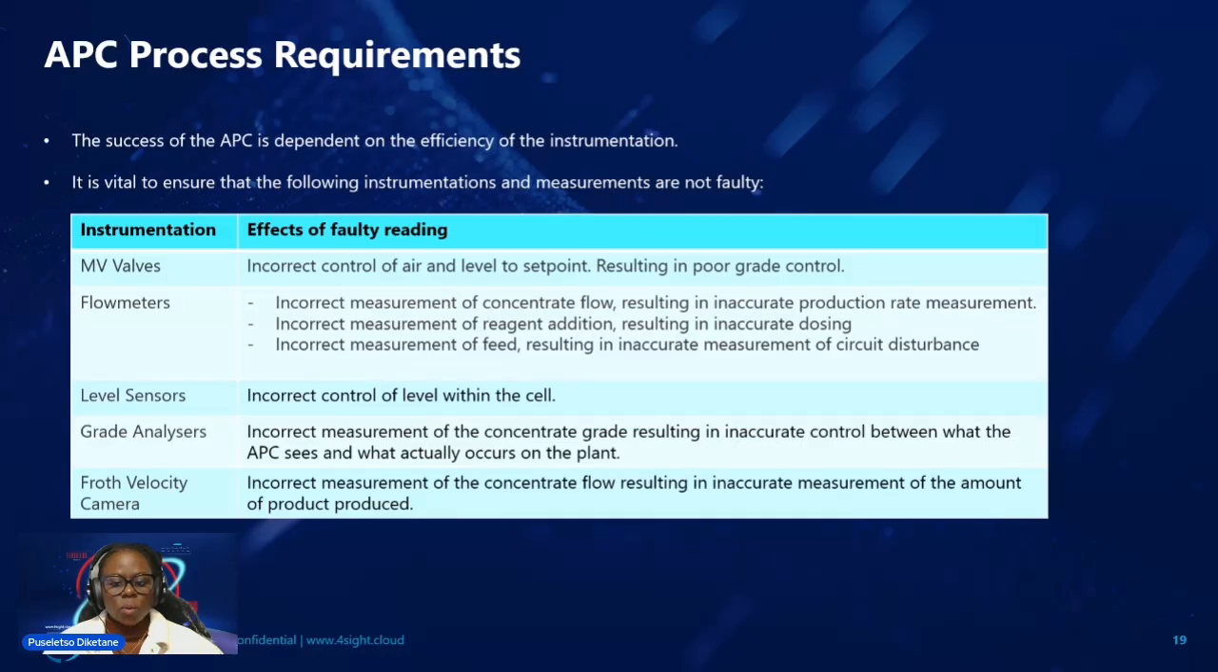Now, in a process where we have froth velocity cameras available, it is important to ensure that these are also well calibrated, so we are able to accurately track the amount of valuable materials that we are deriving from our flotation cells, which will let us see how much of our material we're sending into the concentration section of your final product.